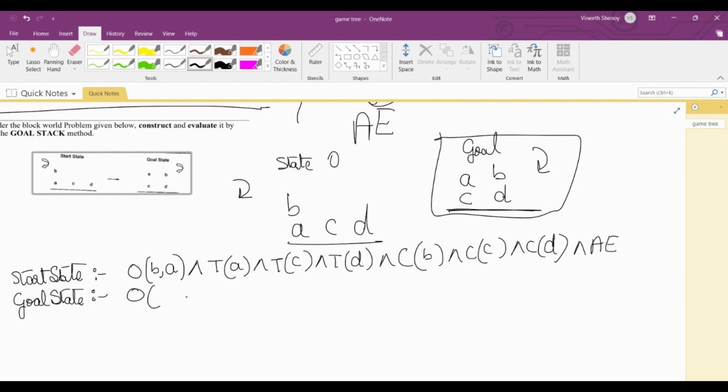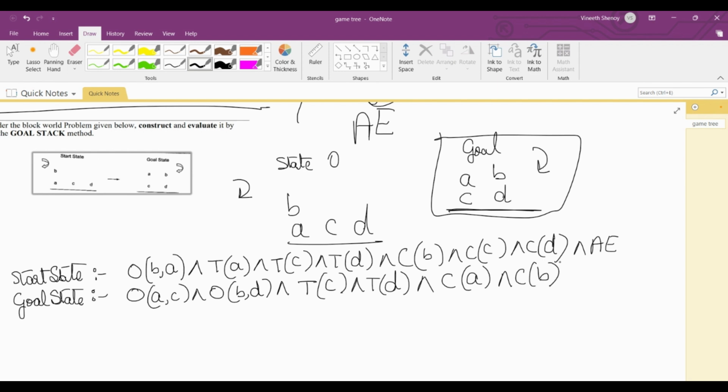We'll go on writing. When it comes to the predicate on, A is on C, so we write on(A, C), and block B is on D, so on(B, D). Is there any other on predicate we can do? No. So we can do ontable. Which are the blocks on the table directly? C, D, and then that's done. Which are the blocks that are clear on the top? A and B. So we write clear(A) and clear(B).